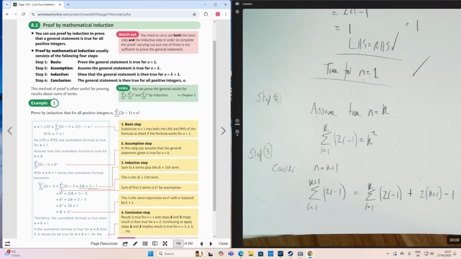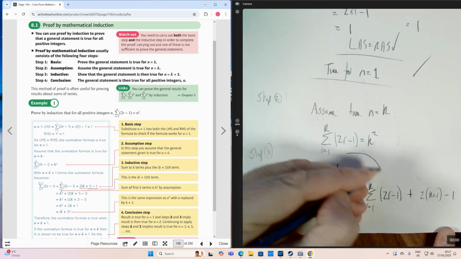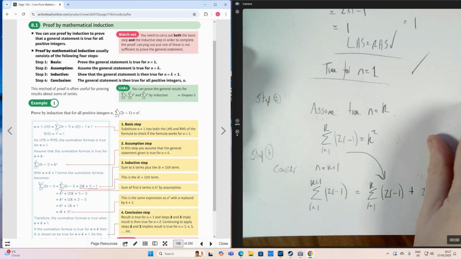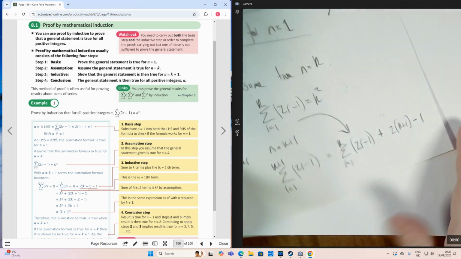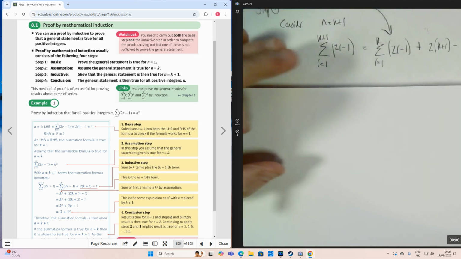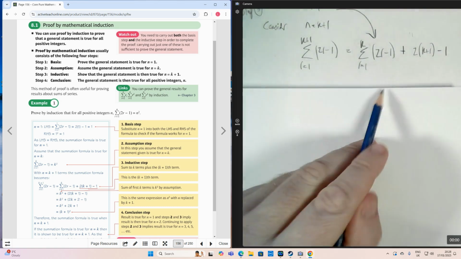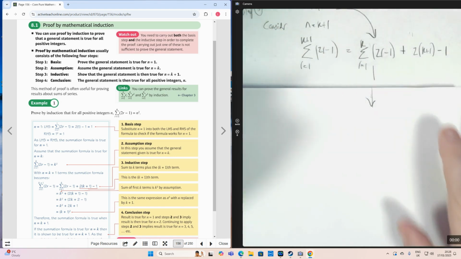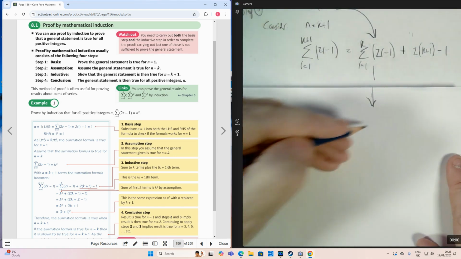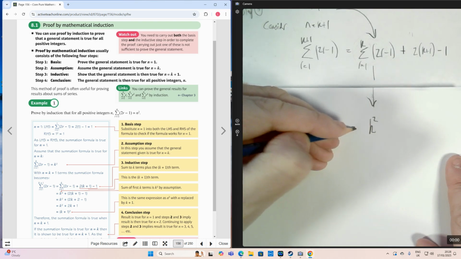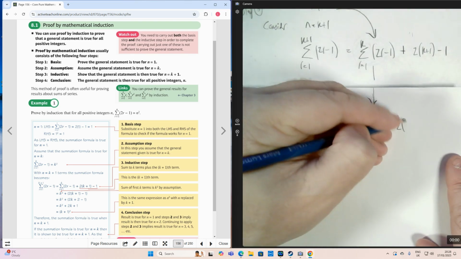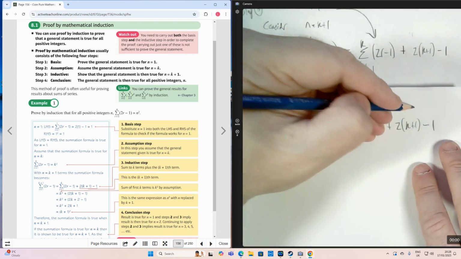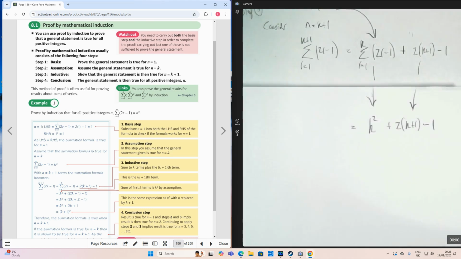Now, in our assumption step, we assumed that the summation was equal to k squared. So we're going to use that result now. We're going to put that result in. So this here was assumed to be k squared. So we've now got k squared plus 2 times k plus 1 minus 1. That's our result from the other page.